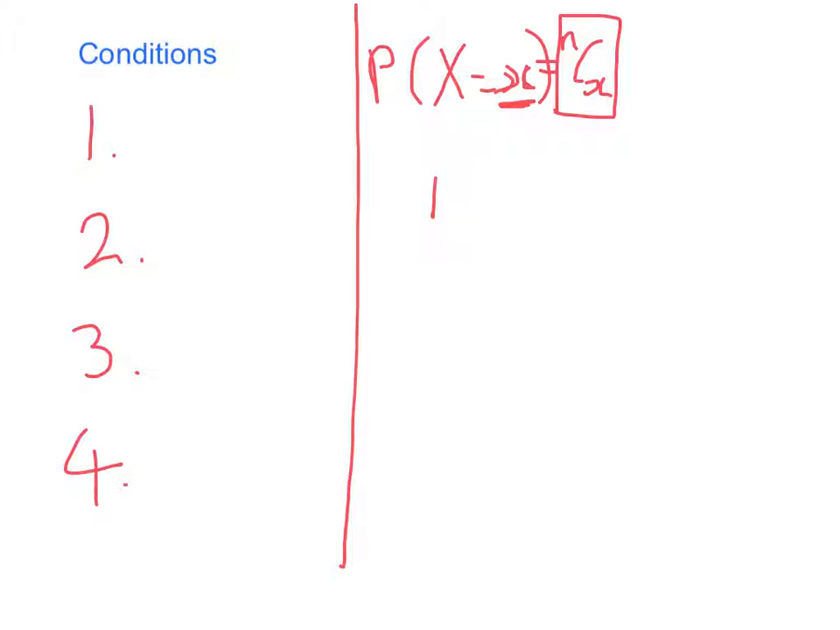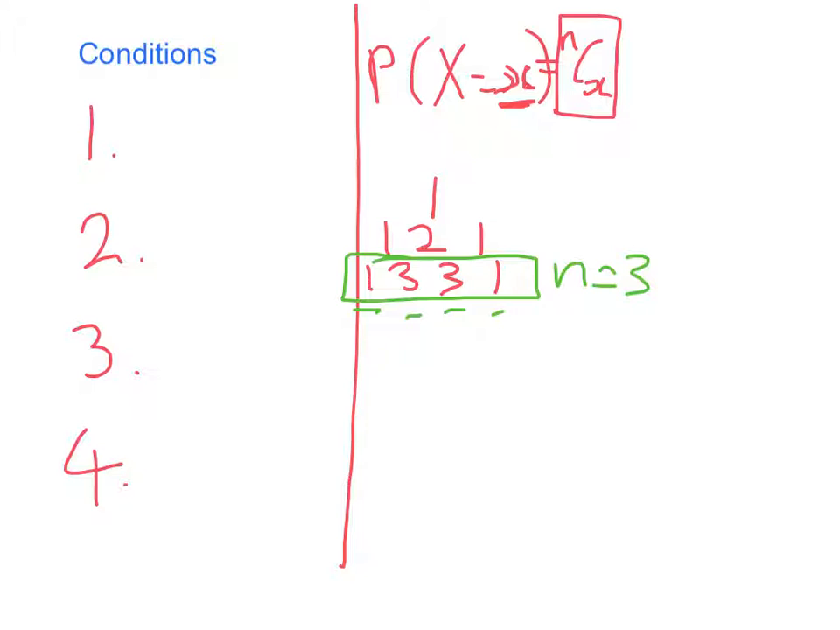Or remember from Pascal's triangle, it's the numbers from whatever row of Pascal's triangle we had. We were working with n of 3, so this is the relevant row of Pascal's triangle. There are my 1, 3, 3 and 1 numbers. So that's the first bit.